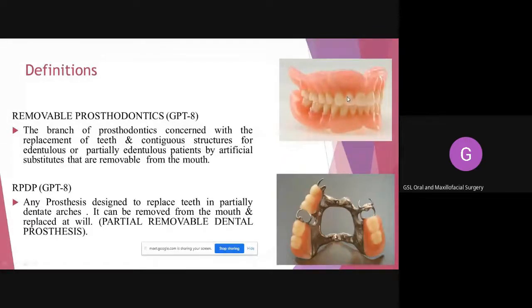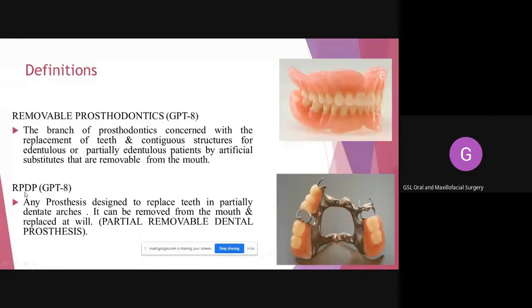The main difference is that a complete denture covers all the underlying supporting structures and takes its support from those adjacent structures. Whereas in a removable partial denture, it can be two-way: it can be tooth supported or tissue supported. The prosthesis you are going to see here is a tooth as well as tissue supported prosthesis.